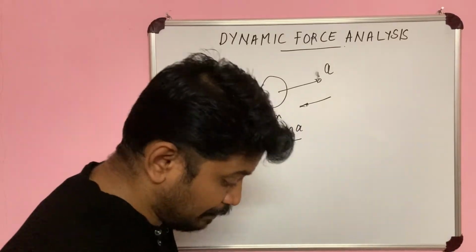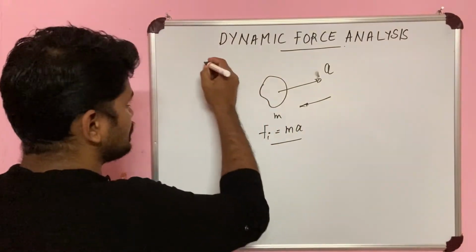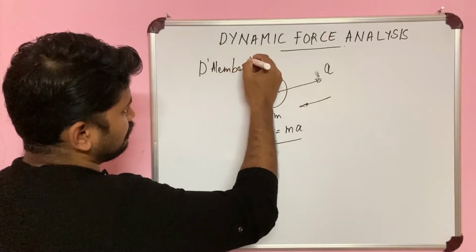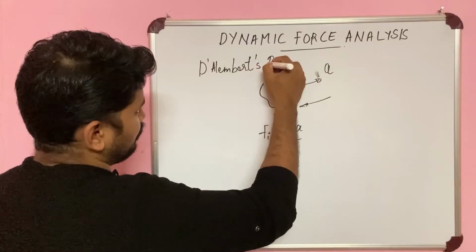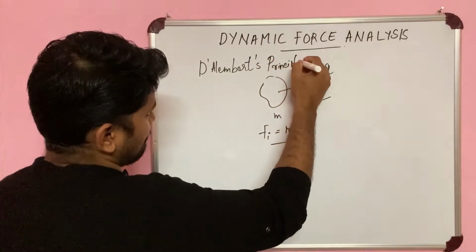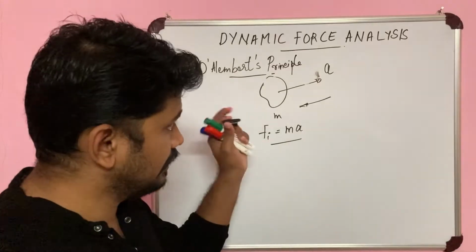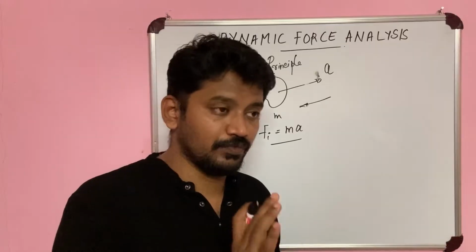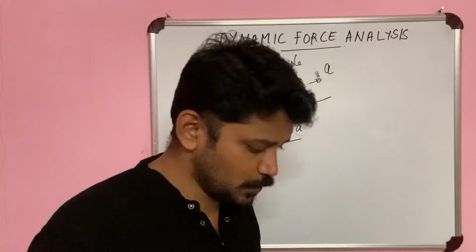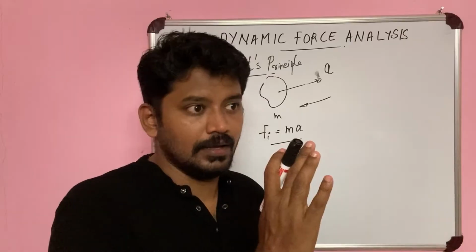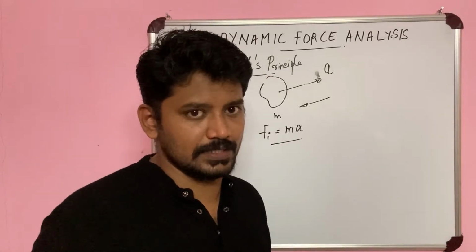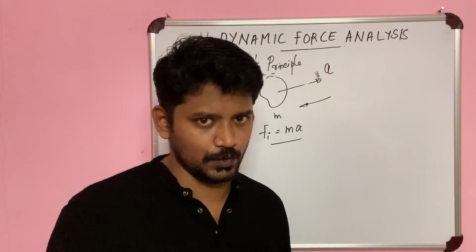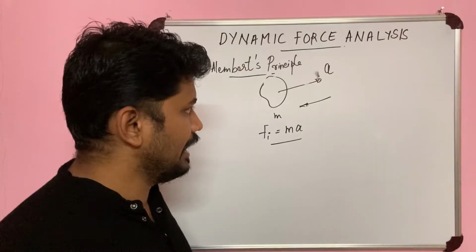This principle is called D'Alembert's principle. What is D'Alembert's principle? I'll tell you the gist of it. Whenever a body is moving under an accelerating force, which you can call F, it can be brought to equilibrium by applying an inertia force, which is Fi.